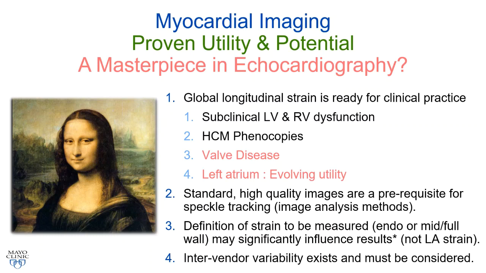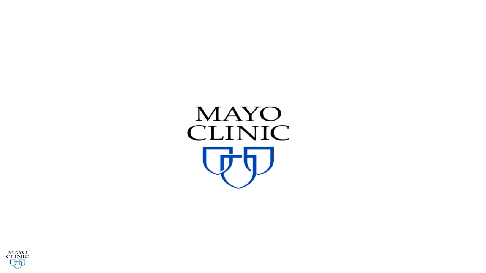And the definition of strain to be measured may significantly influence the results, whether you're looking at endocardium or mid-myocardial strain. And we are reminded that today there still remains intervendor variability, and this must be considered when evaluating patients longitudinally. I certainly hope this discussion has given you greater insights into the concepts of myocardial imaging or strain imaging.